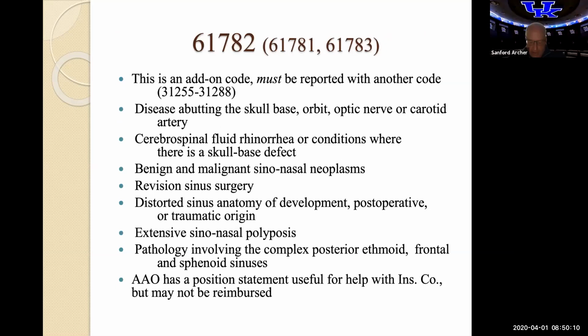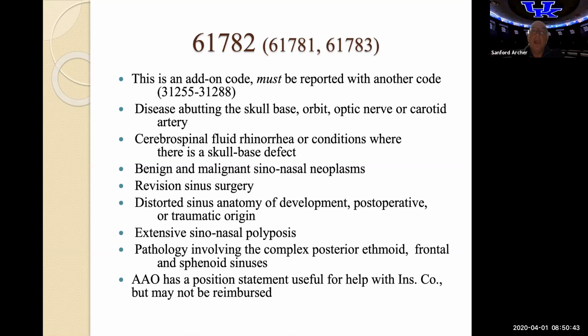Now this code, the 61782 code, is utilized for basically what we consider image guidance, and that's most commonly used for our nasal and sinus codes, but can be used for other areas in the head and neck. This is an add-on code, so it has to be reported with other codes, specifically other sinus codes or other skull-base codes, although many of the actual skull-base codes include image guidance in it. And so you can use this when you can document the reason why you're doing this.